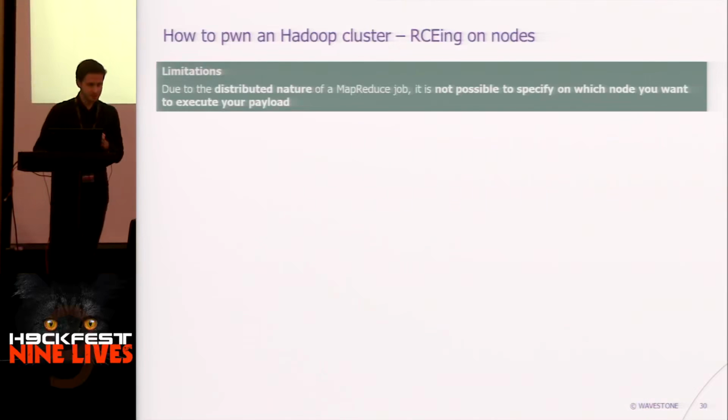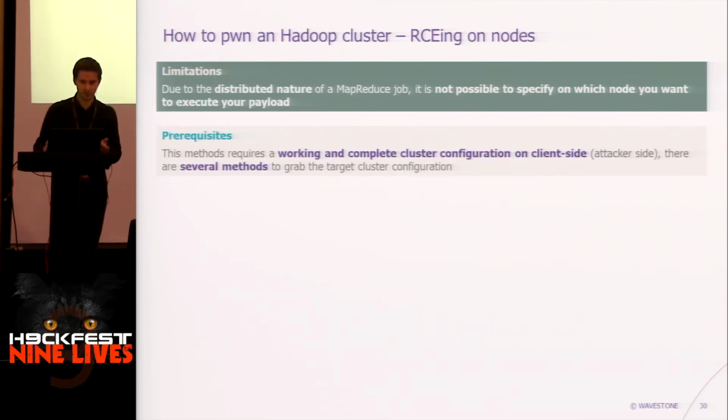The important thing to understand is that MapReduce was invented to distribute tasks among a cluster to use the most resources you can have. Due to this distributed nature, it is not possible to specify a specific server, a specific node of the cluster, to execute code on. You're just launching your job. You don't know where it will land, on one of the data nodes, but you cannot specify. That's a limitation that can be harsh in certain situations.